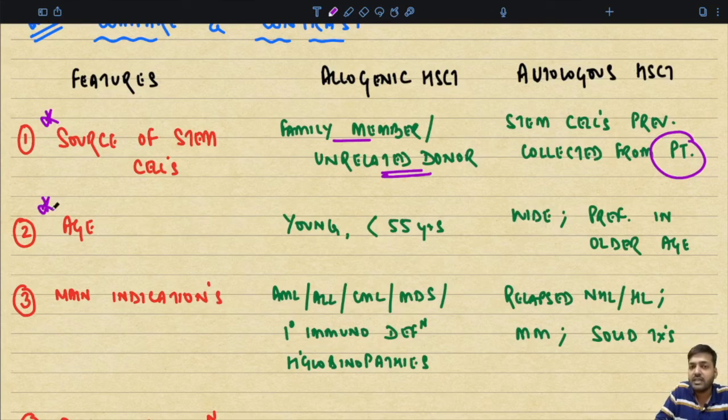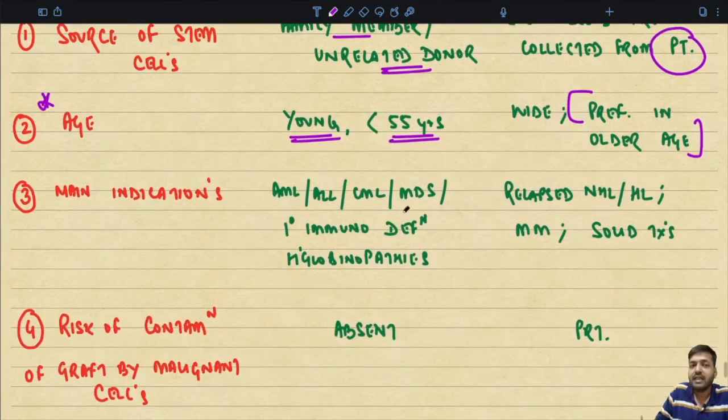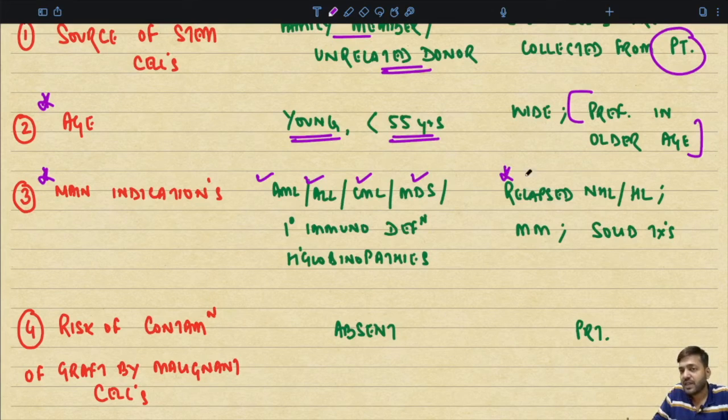If you look at the age, allogenic is better suited for younger patients less than 55, whereas a wide range of individuals can use autologous, in young as well as in old. But in older individuals, the autologous variety of HSCT is more preferable. The main indications, as I have already spoken about, are AML, ALL, CML, MDS, primary immunodeficiency or hemoglobinopathies, whereas over here, the main indications are relapsed NHL or HL, that is relapsed non-Hodgkin or Hodgkin lymphoma, multiple myeloma, and in case of solid tumor.